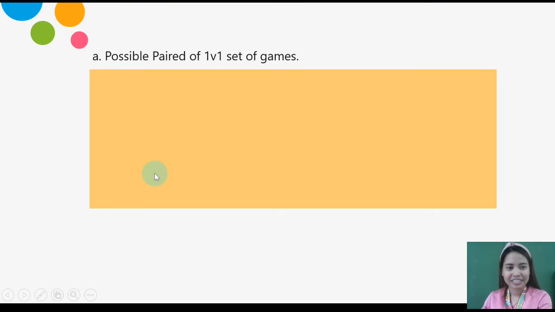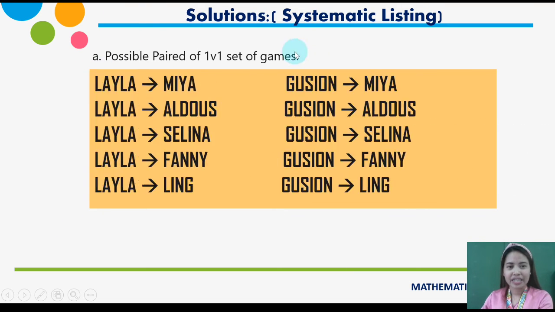Let's have letter A. We have the solution by the systematic listing method. The possible pairs of 1 versus 1 set of games: in the first set, we have Layla versus Mia, Layla versus Aldous, Layla versus Selena, Layla versus Fanny, and Layla versus Ling. Then for the other one, we have Gusion versus Mia, Gusion versus Aldous, Gusion versus Selena, Gusion versus Fanny, and Gusion versus Ling.